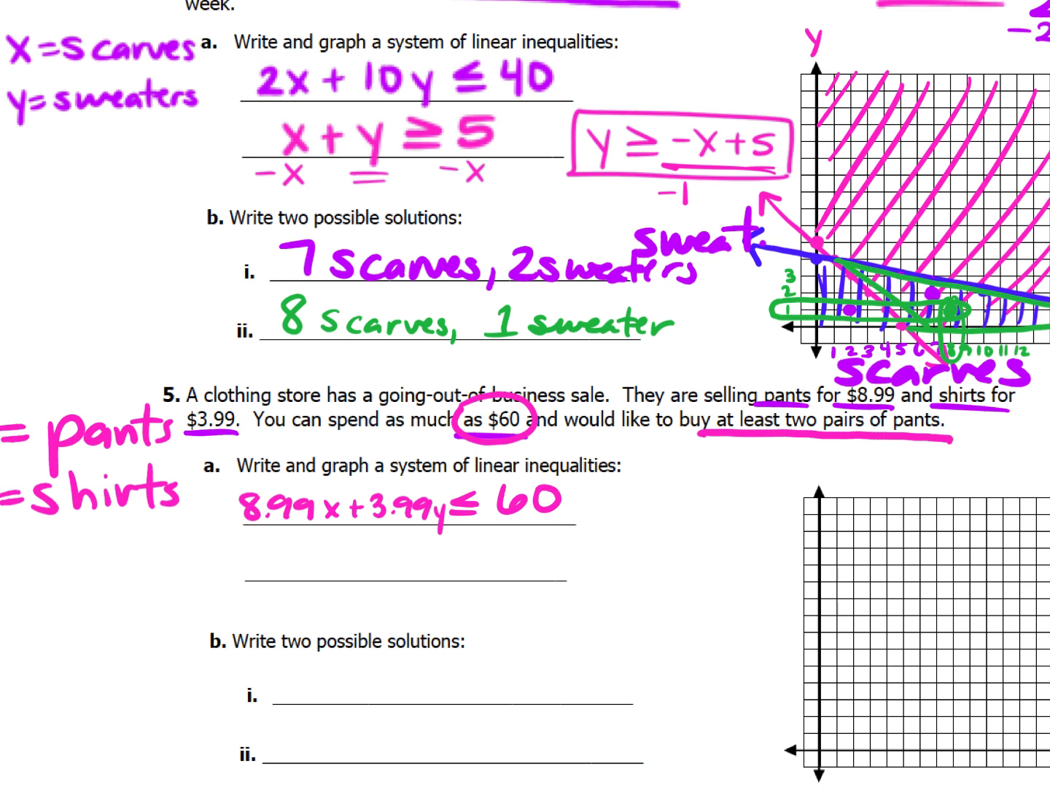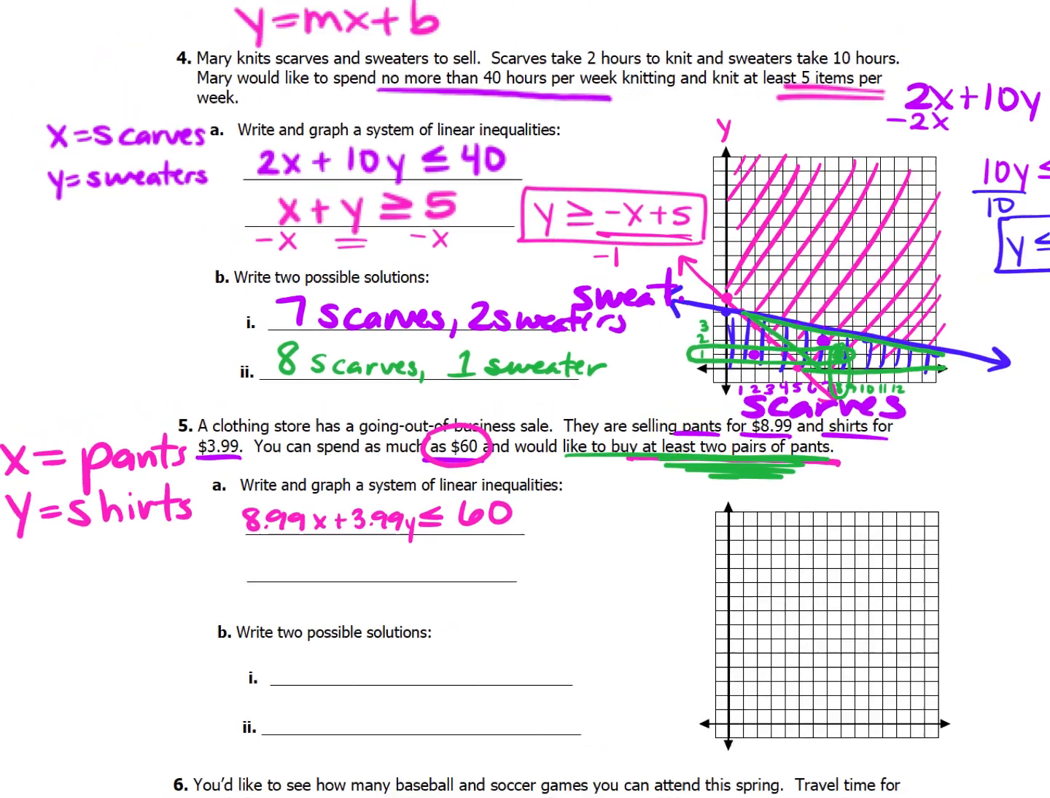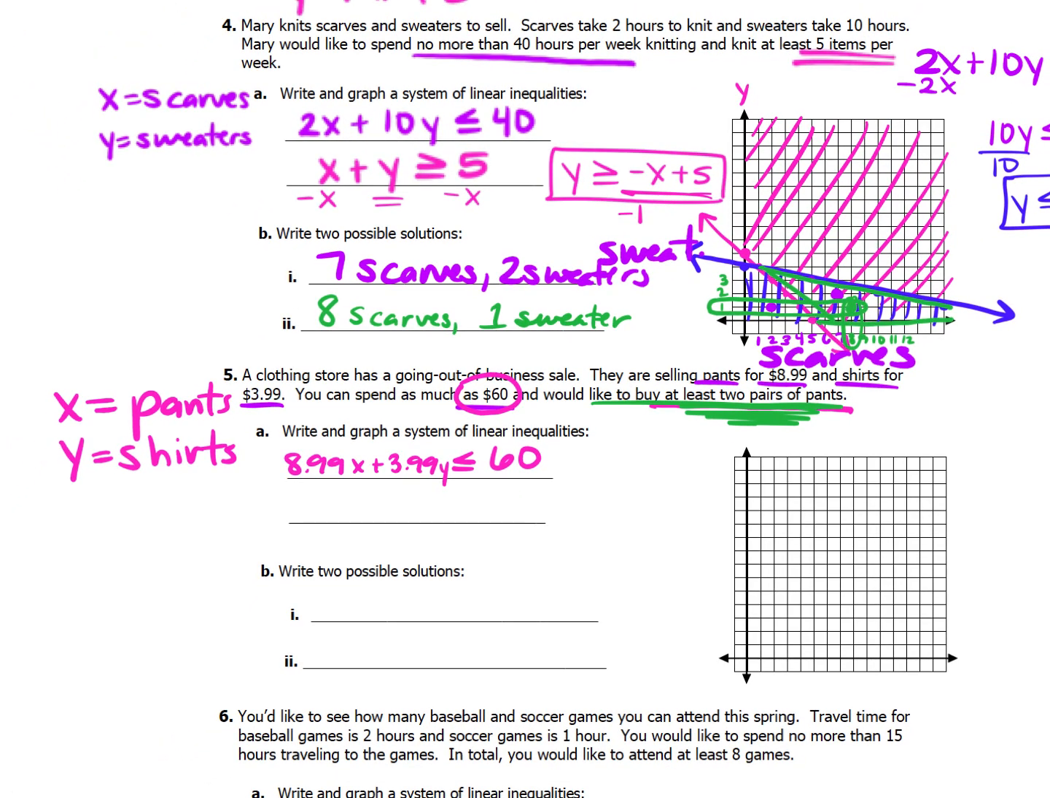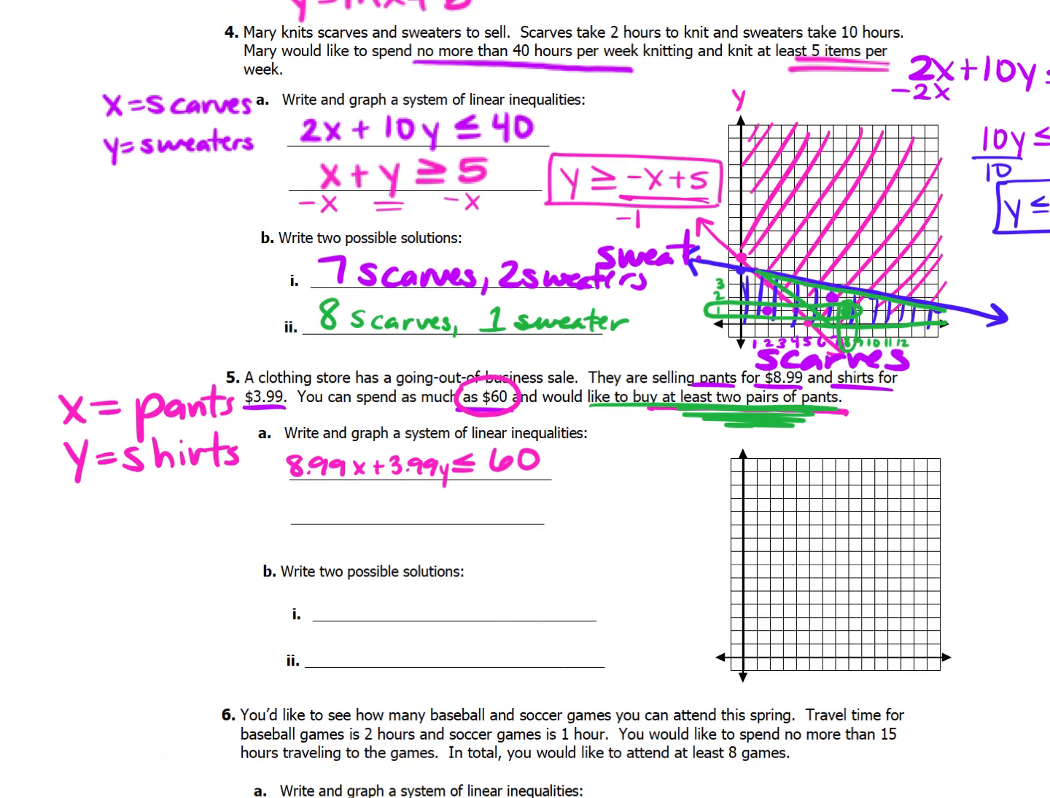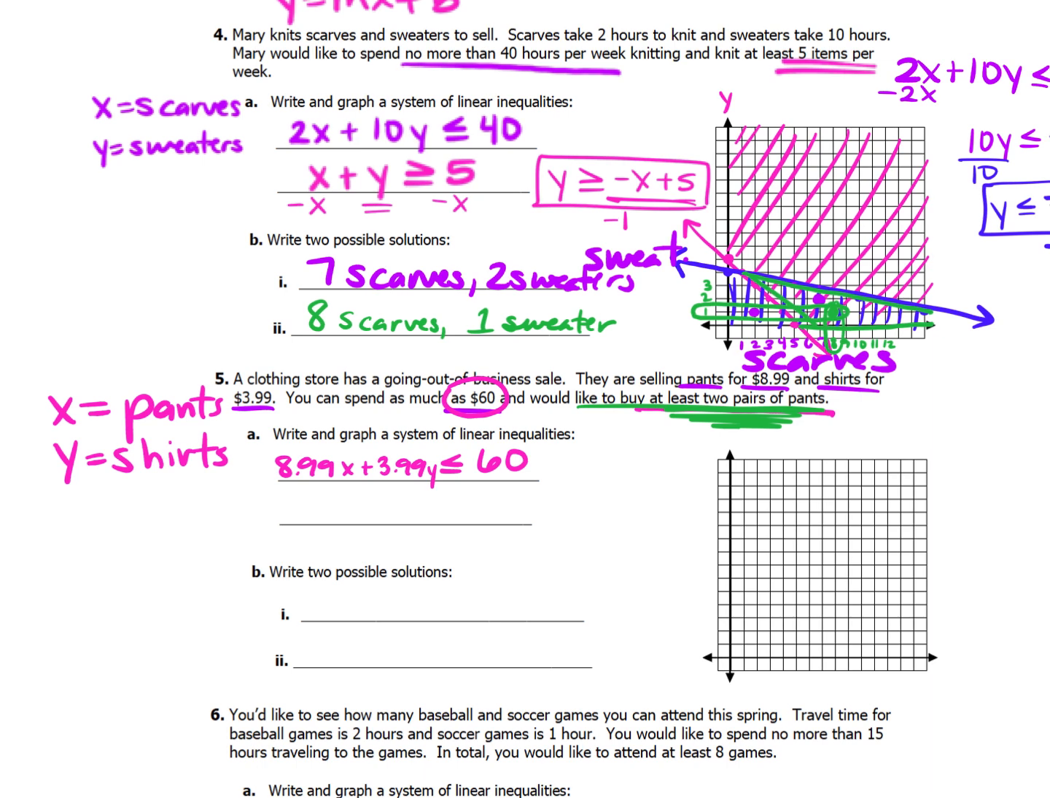The other one's a little bit different. You want to buy at least 2 pairs of pants. What are pants for us right now? Pants is X. So there's no Y in this second equation. So your X, if we're going to buy at least 2 pairs of pants, what symbol is that? At least 2. Greater than or equal to. So your number of pants is greater than or equal to 2.